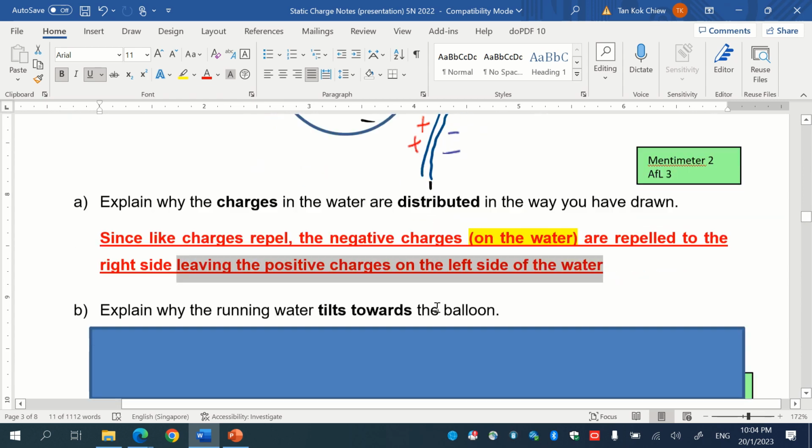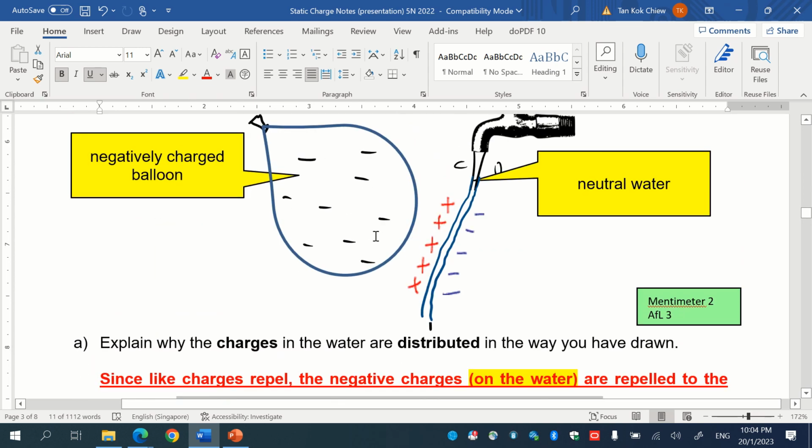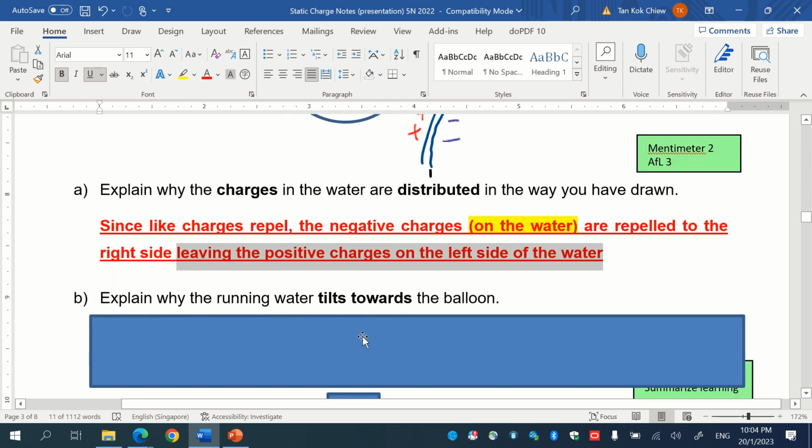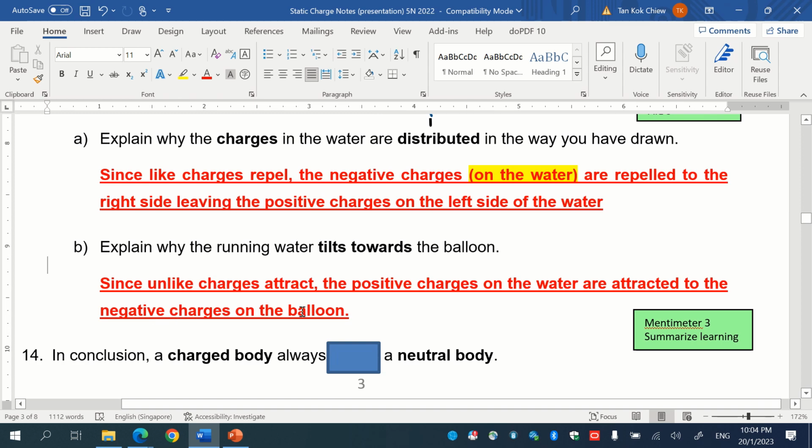Okay? Now, the behavior: why did the water tilt towards the balloon? Why did it move towards the balloon? Because of attraction between these two. That's why it moves towards the left. So how did this attraction come about? It's because of the attraction between the positive charges on the left side of the water and the negative charges of the balloon. So the way to answer this time is since unlike charges attract, the positive charges on the water are attracted to the negative charges on the balloon.